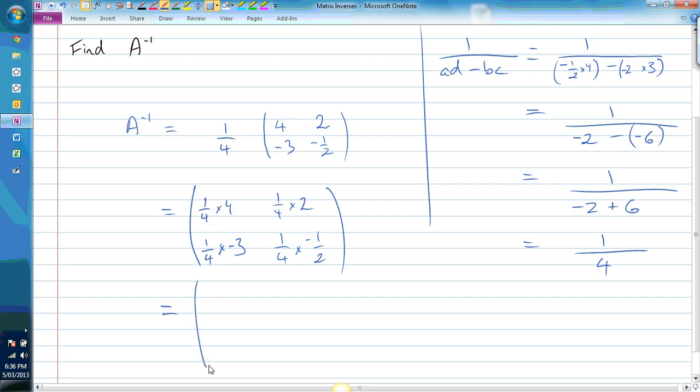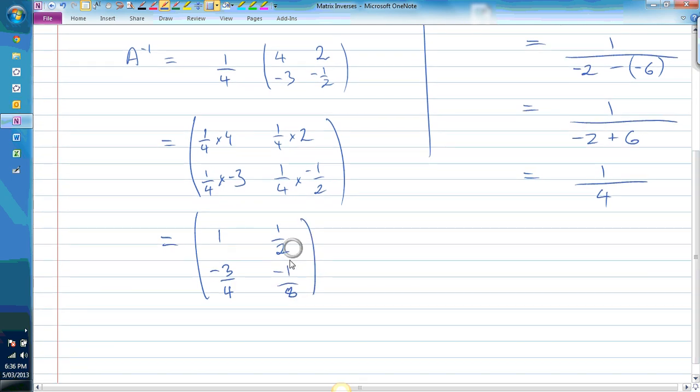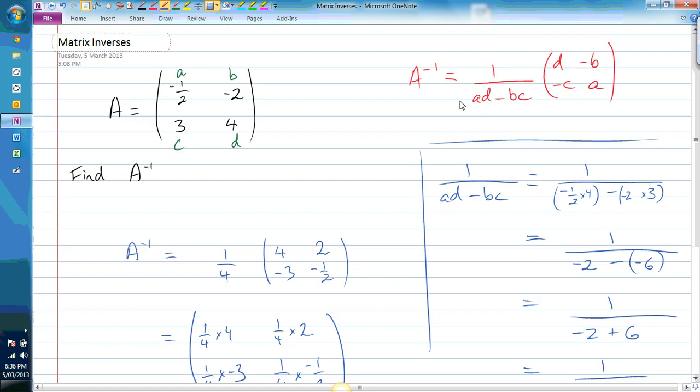Quarter times 4, well, that's just 1. Quarter times 2 is going to be 1/2. Quarter times negative 3 is negative 3/4. Quarter times negative 1/2 is negative 1/8. So here we have our inverse matrix to the original matrix.